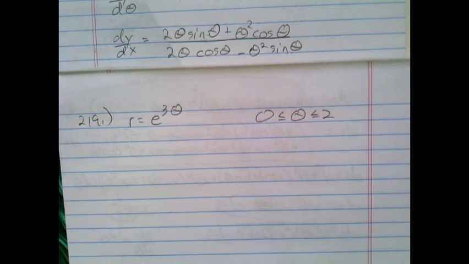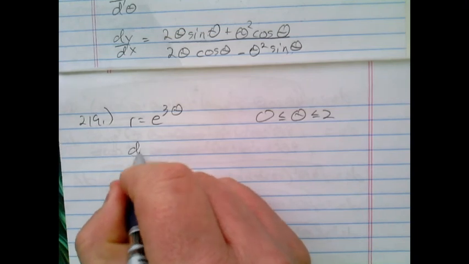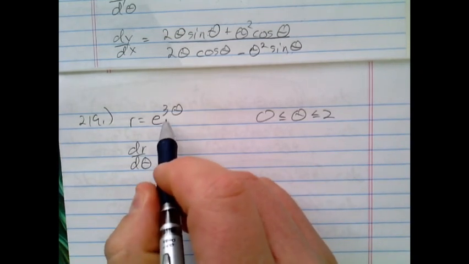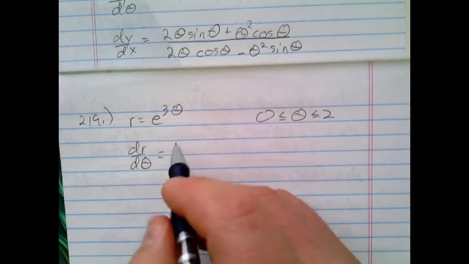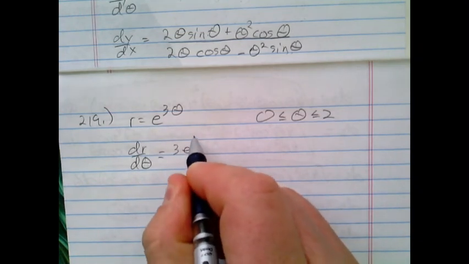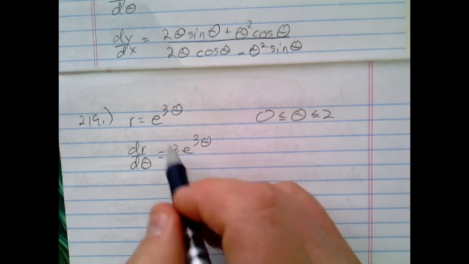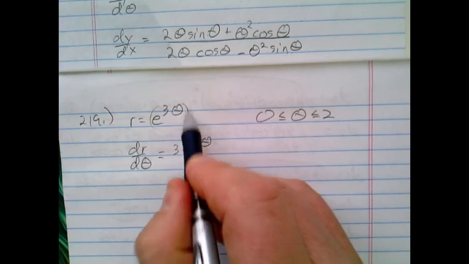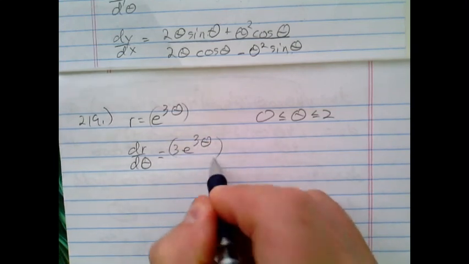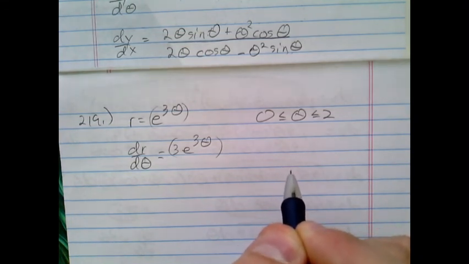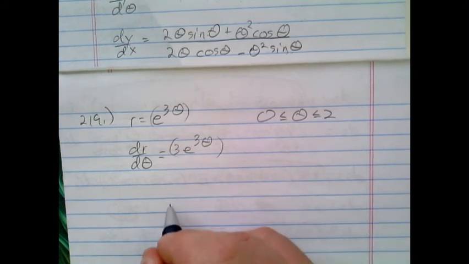to use our arc length setup here, we're going to need dr d theta. Well, that's pretty easy to take a derivative of. We just kick down a 3. So 3 e to the 3 theta. Now, we're going to square both of these things. Okay, the formula for r and the formula for dr d theta, we're going to square those things, and we're going to put them inside a square root and add them together, and that'll be our arc length differential.